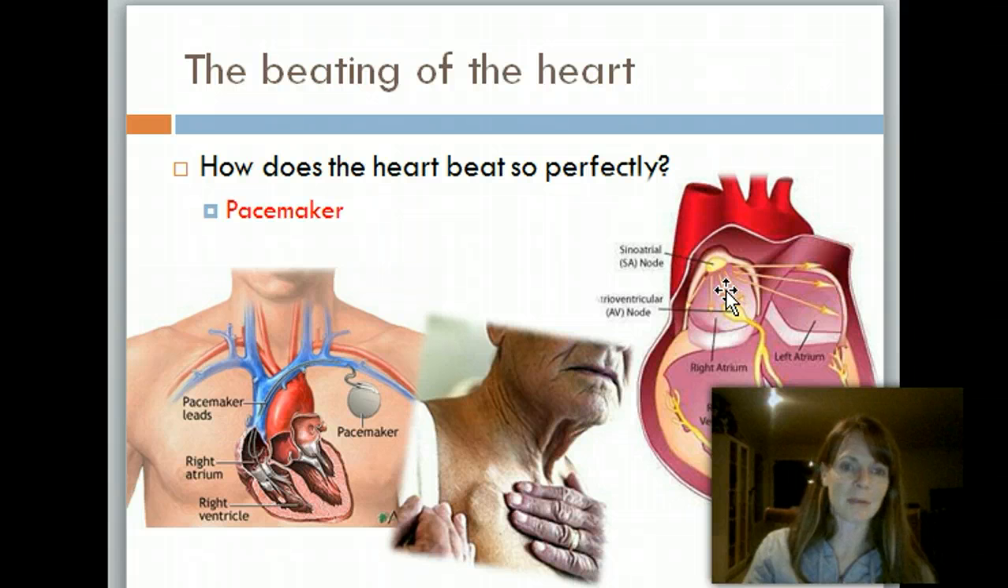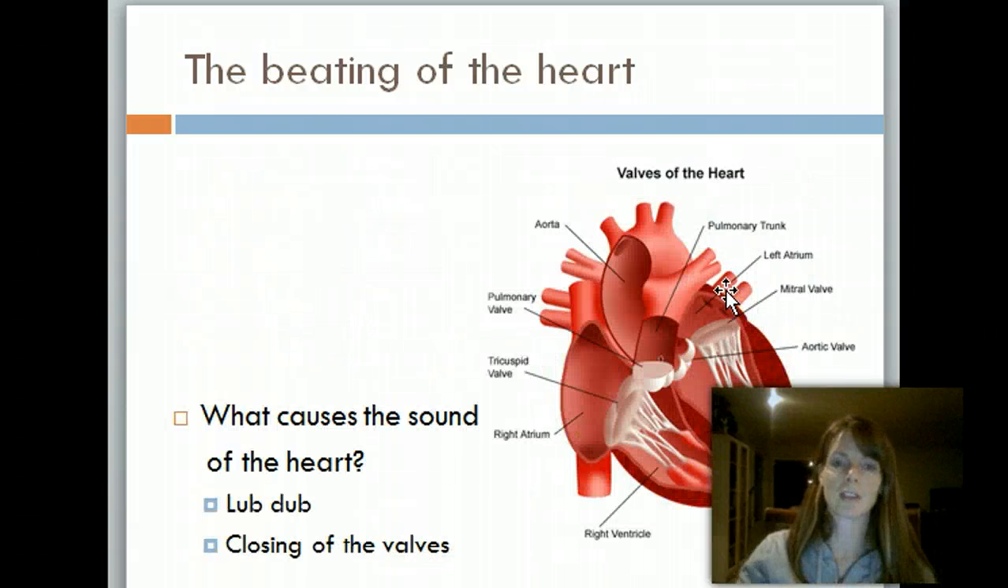But anyways, that's what happens if your heart is not working the way it should. You obviously have to get things repaired.